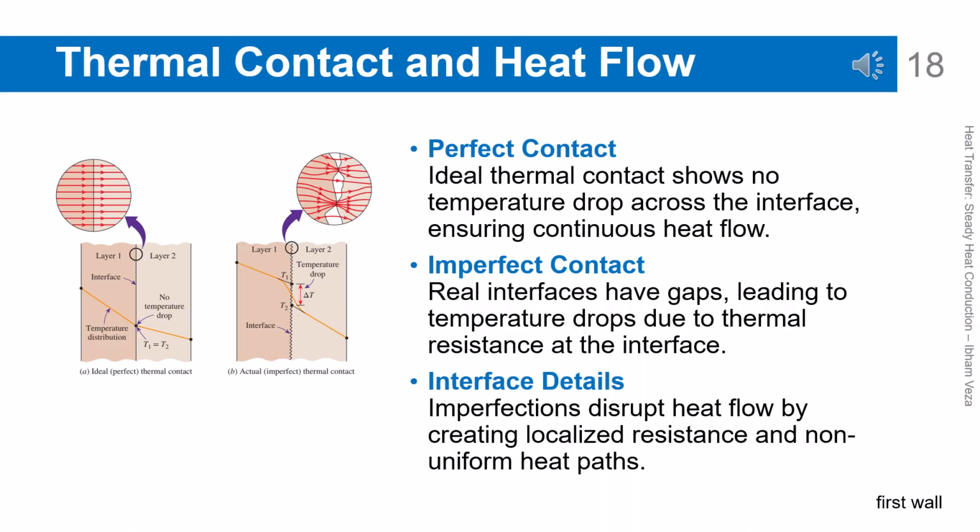Thermal contact and heat flow. Perfect contact produces a smooth temperature distribution without any discontinuity. In contrast, imperfect contact creates a sharp temperature drop at the interface. This contact resistance originates from surface roughness and limited real contact area. As a result, the overall heat transfer rate becomes smaller than in the ideal case. This effect must be considered in precision thermal system design.